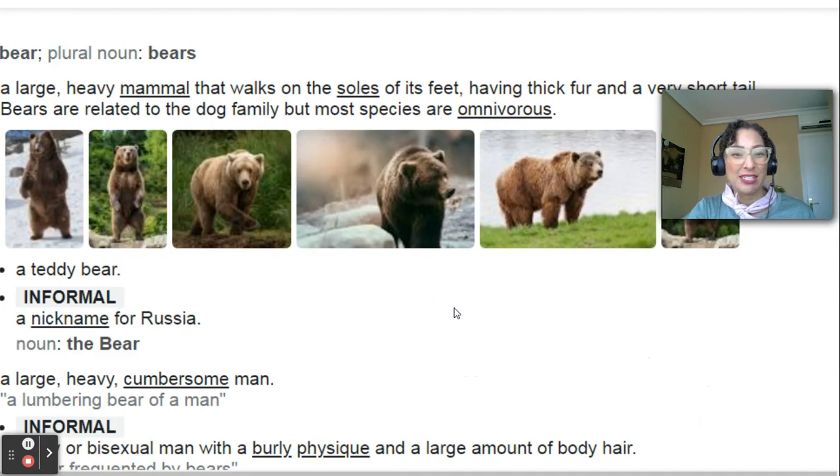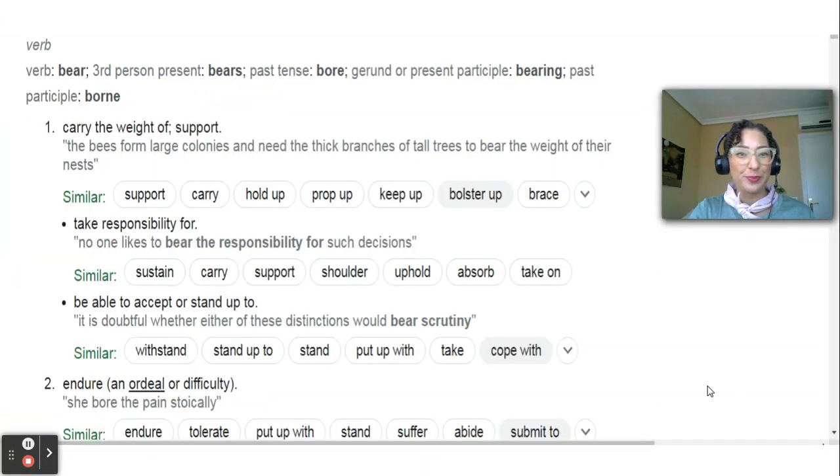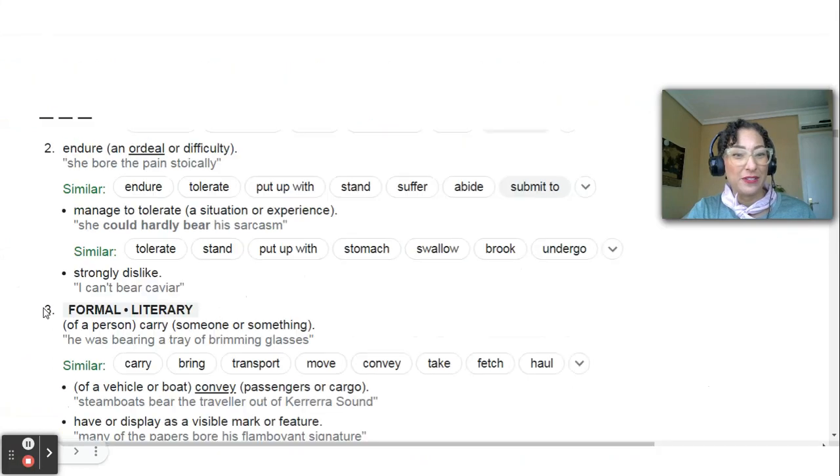It's the noun, it's this animal. And there are even other informal slang words that it is used for as well that maybe you didn't know. You can find them in the dictionary. As a verb, bear has about 12 different definitions. You can see a few of them here.